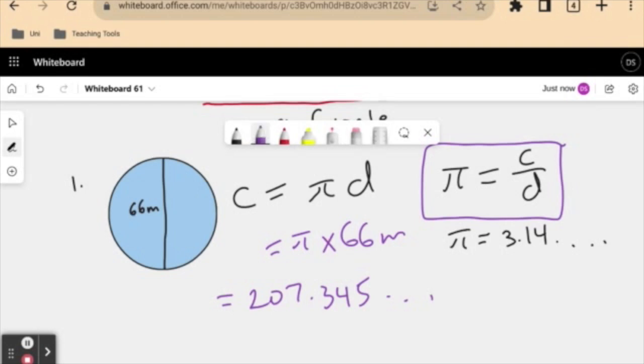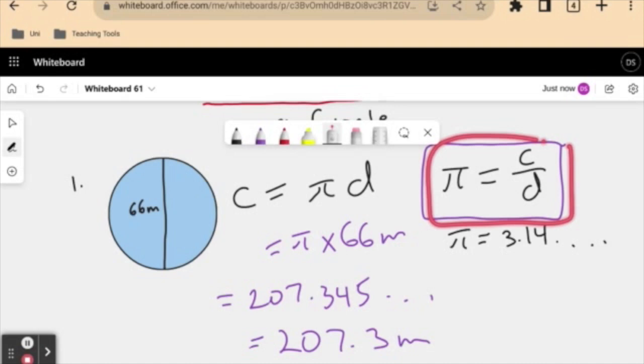So often when we work through things like this, we specify some level of accuracy. We round typically in these examples. So rounding to one decimal place here, I'll just get that this is equal to 207.3 meters. Once we understand what pi is and this relationship up here, we're really just plugging values into our equation. This will work for a variety of different things.